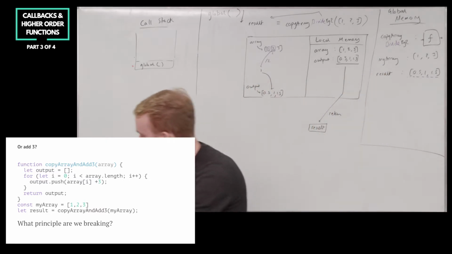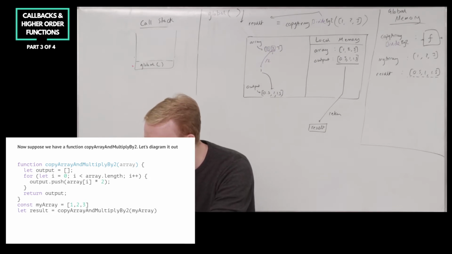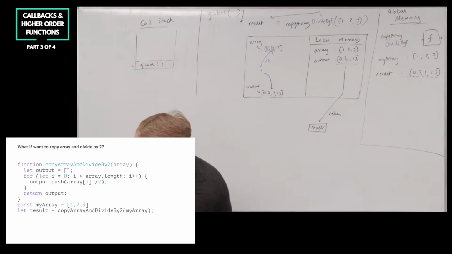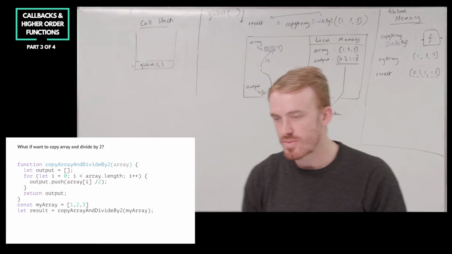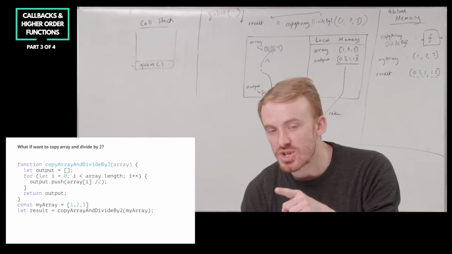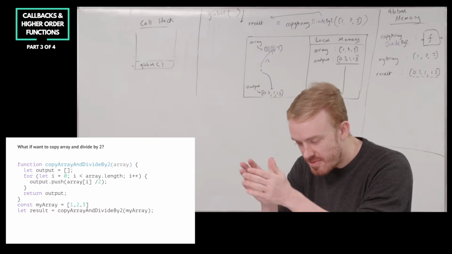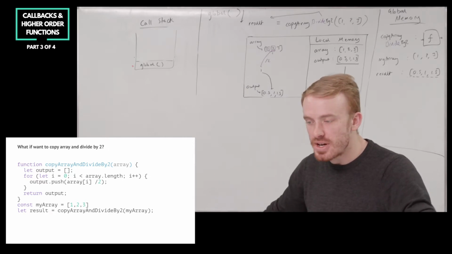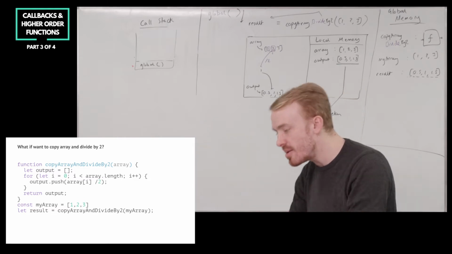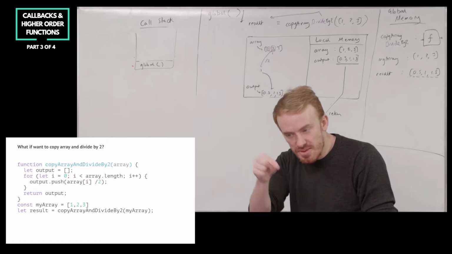Everything's the same. Copy array and multiply by 2. Take in an array, create a new output array, loop through the input array, take each element, do something to it. The only thing that changes is the functionality that you're doing to the individual element, the operator and the operand. And yet we're building out entire new functions: copy array and multiply by 2, copy array and divide by 2, copy array and add 3. We're building out all that functionality, but the only thing that's changing is a little thing we're doing to the individual element.